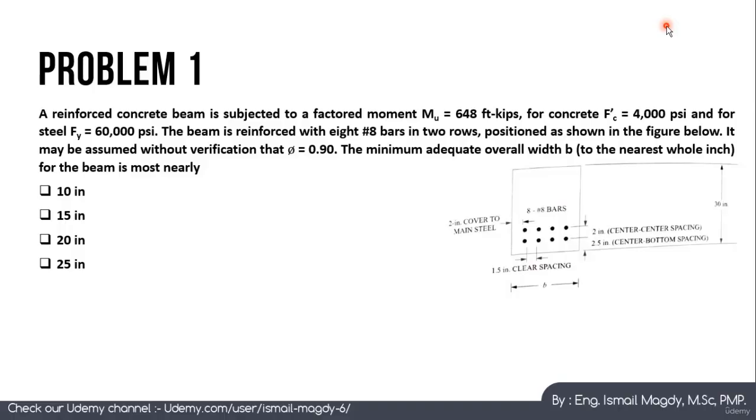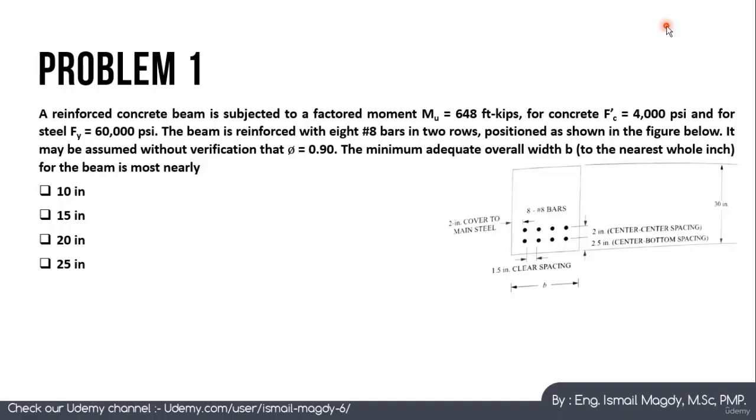So let's check this exam problem. We have a reinforced concrete beam that is subject to a factored moment of 648 feet kips. This is the factored moment, so this is the M ultimate, and the concrete f'c equals 4000 psi, and the steel fy equals 60,000 psi.